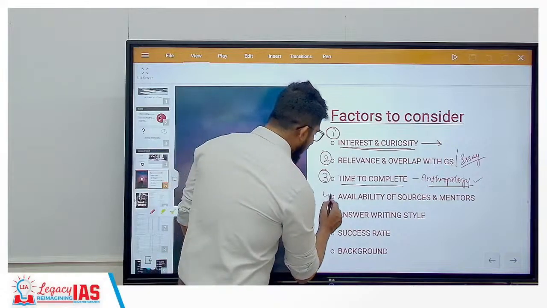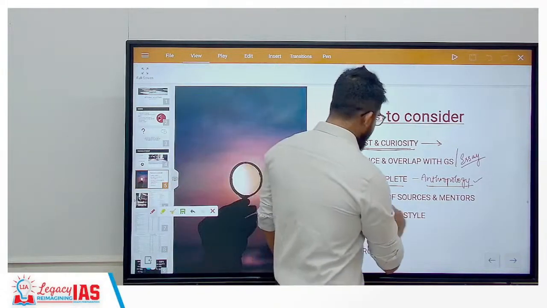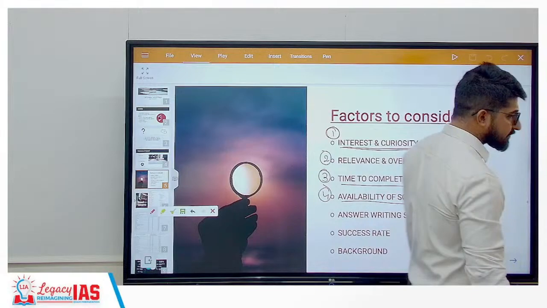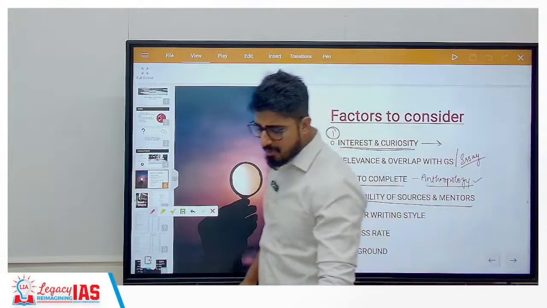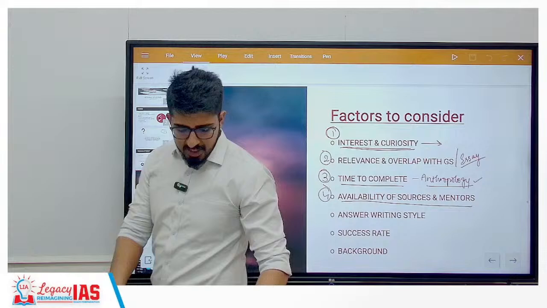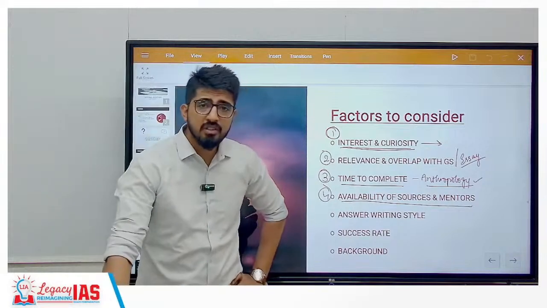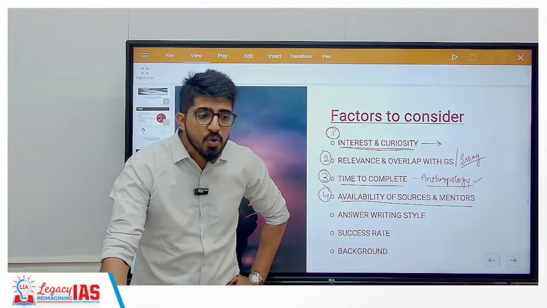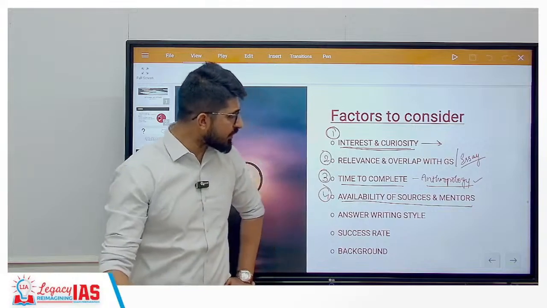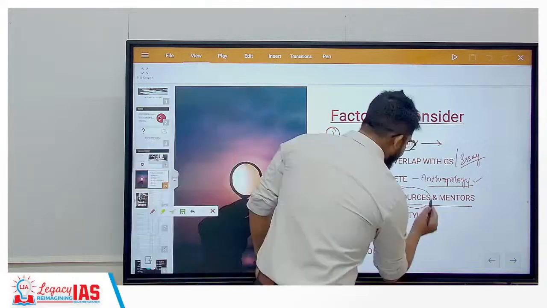Fourth, availability of resources and mentors. There are some optionals for which it is very difficult to find mentors. Sources are easier to find. However, this cannot be true for your literature subjects.